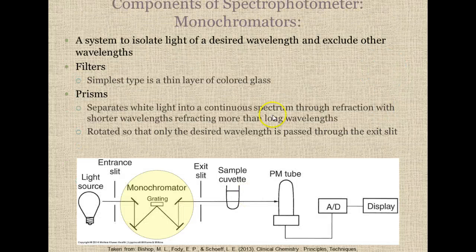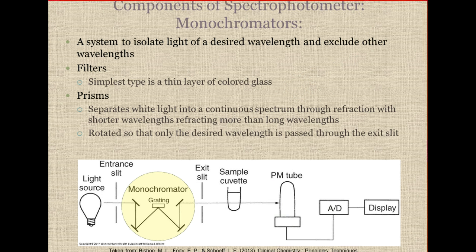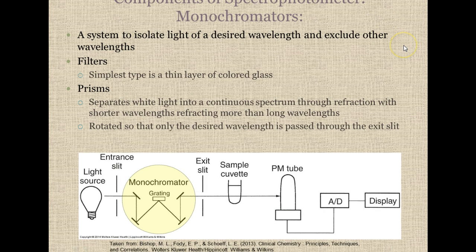All right, the first part of the spectrophotometer is the monochromator. It's a system to isolate light of a desired wavelength and exclude other wavelengths. The filter is a simple type of thin layer of colored glass, and then we've got a series of prisms which separate light into a continuous spectrum through refraction, with shorter wavelengths refracting more than long wavelengths. This is rotated so that only the desired wavelength passes through the exit slit.